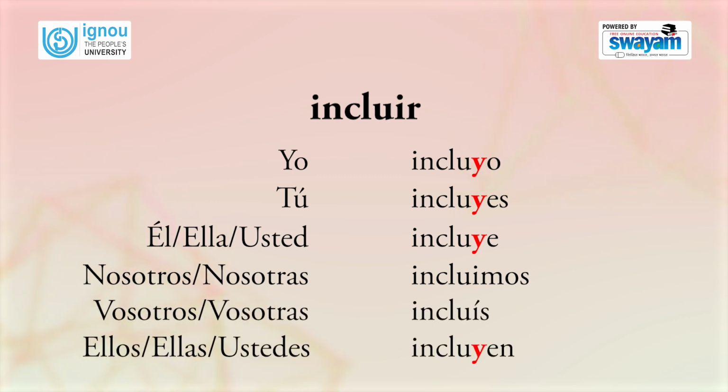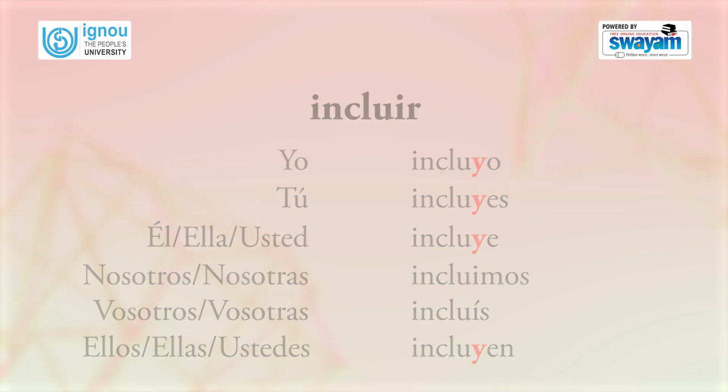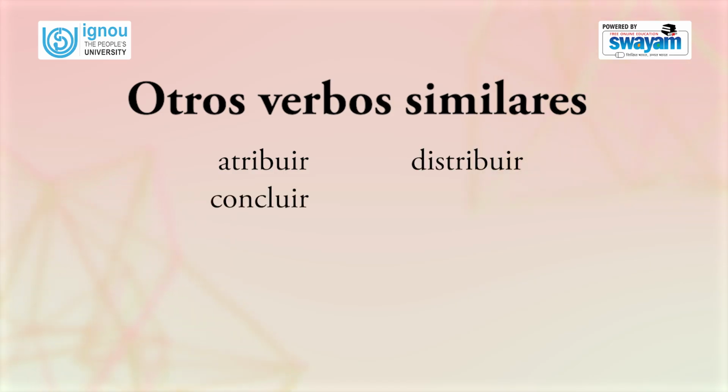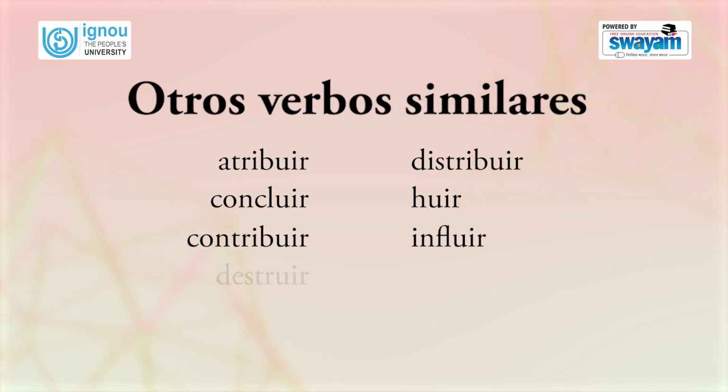Note that verbs ending in guir are not included in this group. So we are talking about verbs like distinguir, for example. So distinguir is yo distingo and the rest is regular, as you've seen in the previous video. But other verbs like incluir are atribuir, to attribute, distribuir, to distribute, concluir, to conclude, huir, to flee, contribuir, to contribute, influir, to influence, destruir, to destroy, and sustituir, which is to substitute.